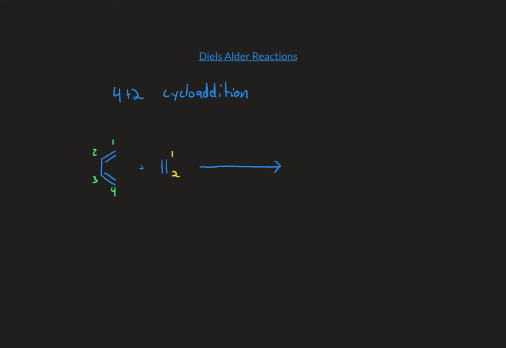As you can see, the Diels Alder reaction has two components. The first one is known as the diene. The second one is known as the dienophile.